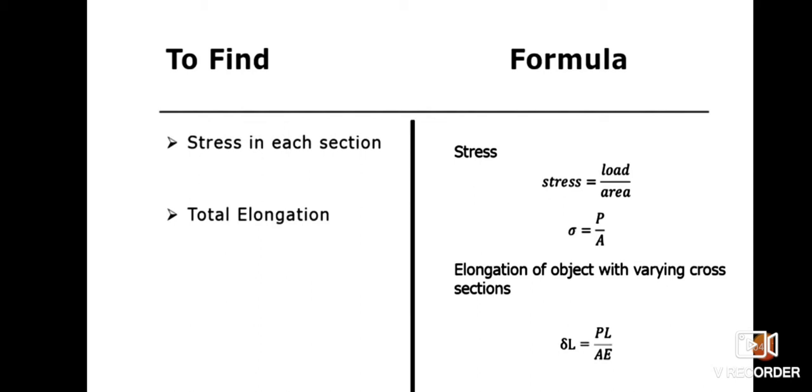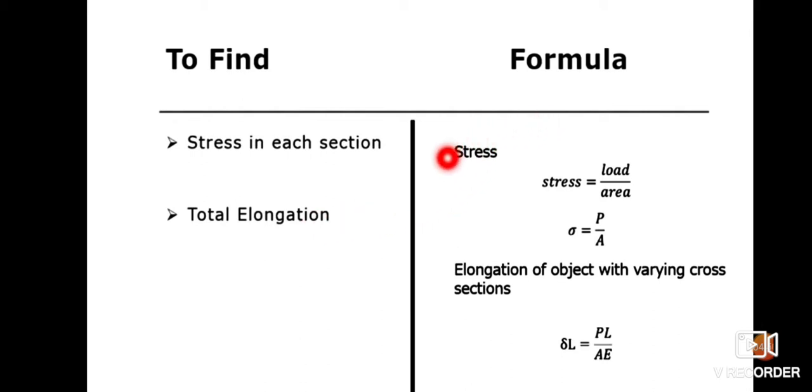What are the values to find? First, we find the stress in each section. Second, the total elongation. Stress in each section means we find the stress in AB, the stress in BC, and the stress in CD. We also find the total elongation of the bar, that is, the change in length of the bar.